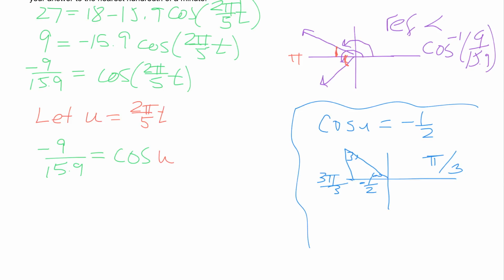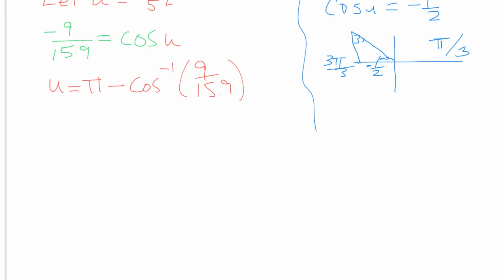So we can set up two different equations here. We know that u is going to be equal to pi minus the cosine inverse of 9 over 15.9. Move this up a little bit. And I also know that u is equal to pi plus the cosine inverse of 9 over 15.9. And this part here is only coming because of where it's lying, which is in the second and the third quadrant. Then I'm going to solve each one of these separately.